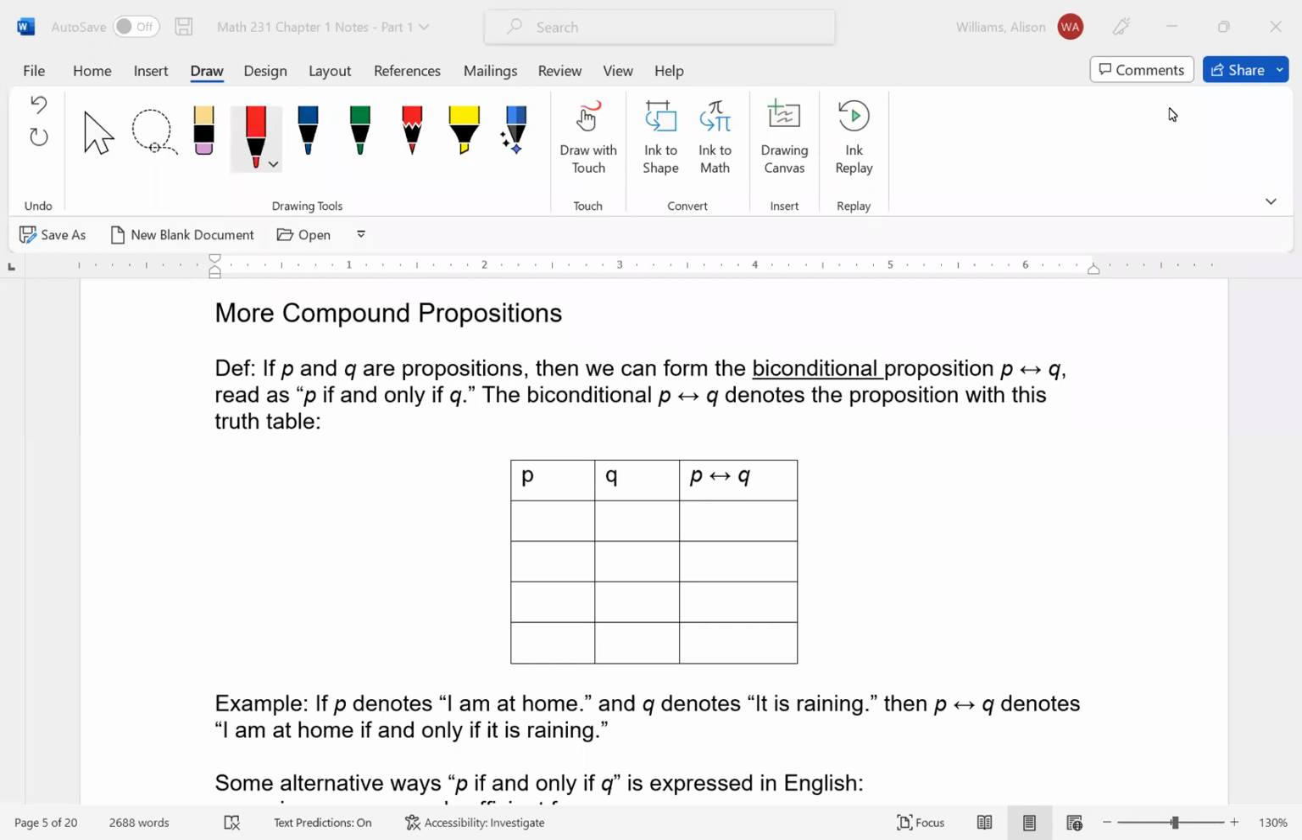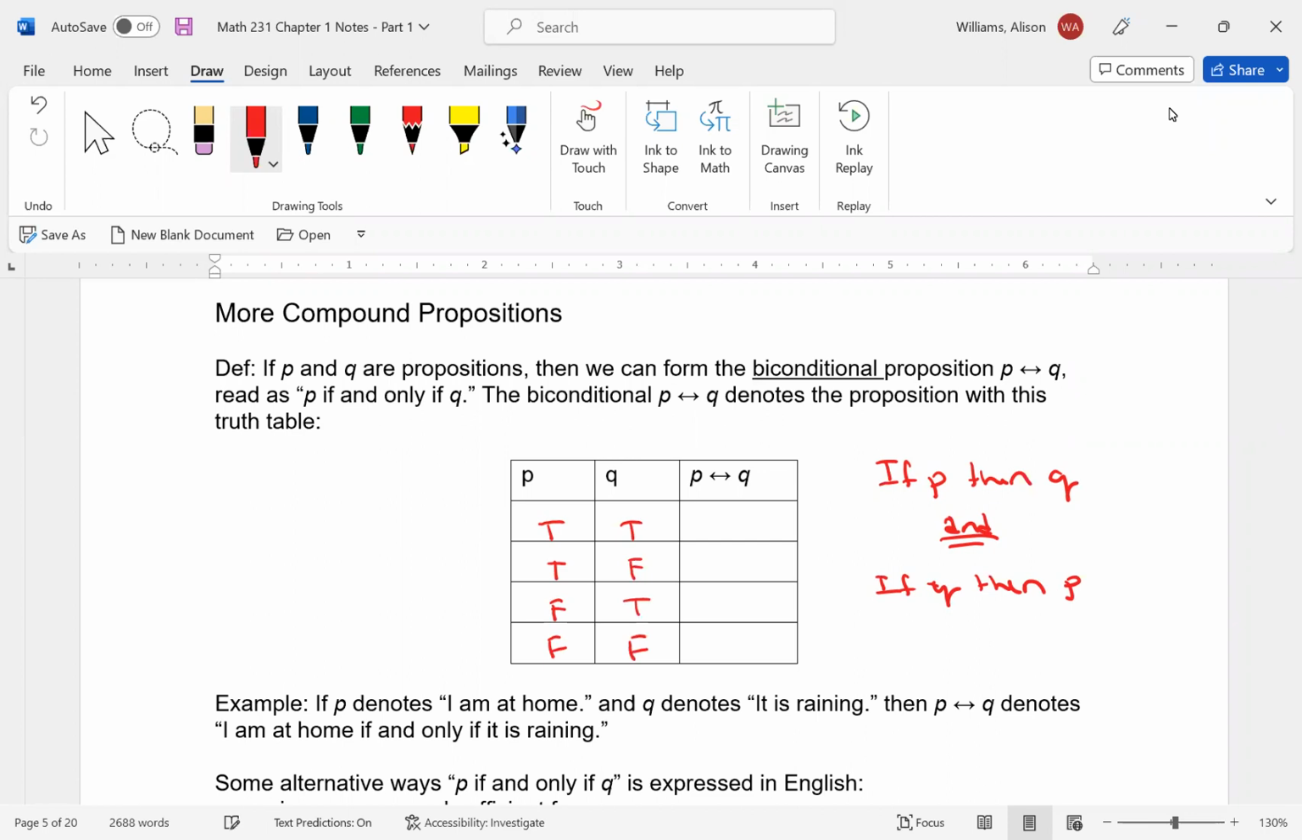It's saying if P, then Q. And it's also saying if Q, then P. So both of these statements are happening in the biconditional. So the truth table then is going to look like this. So we have no problem with both of them being true. That's fine. Or both of them being false.